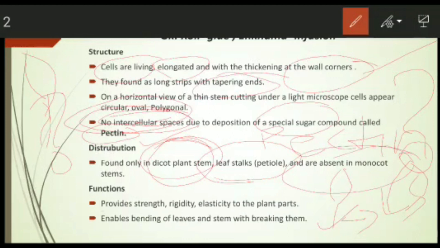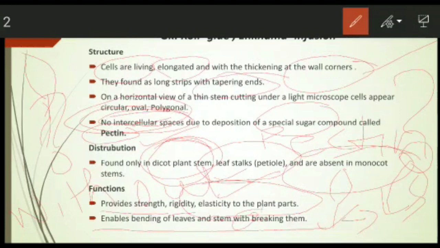What are its functions? They provide strength, rigidity, and elasticity to the plant parts. This elasticity to the plant parts enables bending of leaves and stem without breaking.